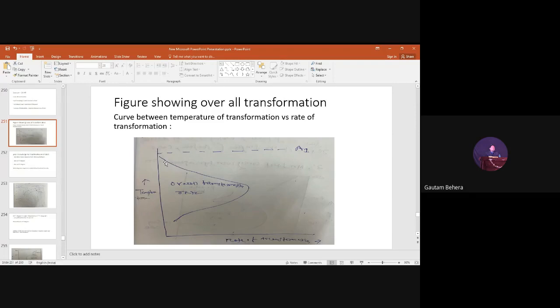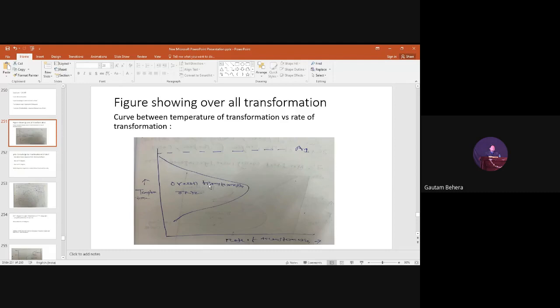So you can see here, with decreasing temperature from this equilibrium transformation temperature, the rate of transformation initially increases. It reaches a maximum value. Then after a certain temperature, suppose this is the midpoint, when we decrease the temperature further, the rate of transformation again decreases. Right? So this is the trend actually. This is the overall transformation rate.